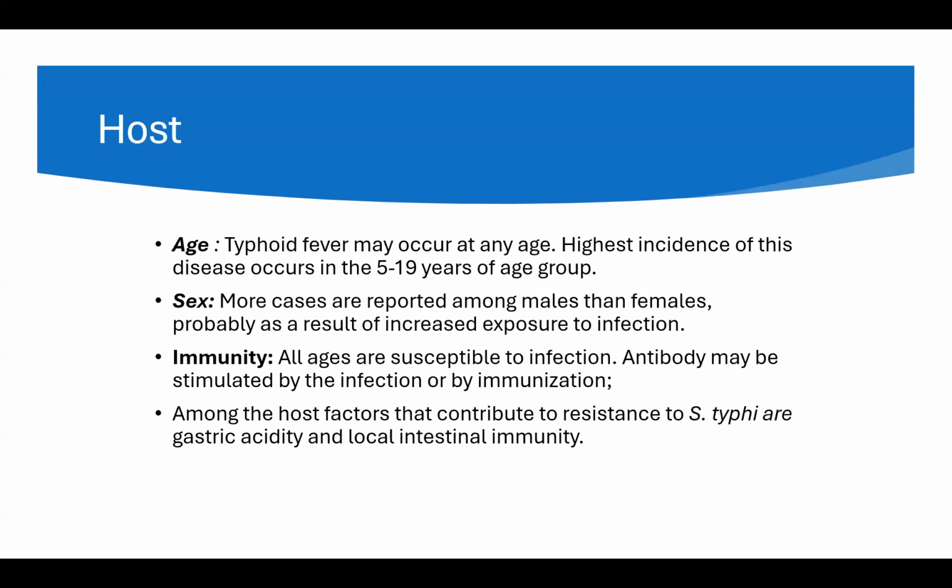Now we come to the host factors, which include age. Typhoid may occur at any age. The highest incidence of this disease occurs in the 5 to 19 years age group. It is reportedly more common among males than females, probably as a result of increased exposure to infection. According to immunity, all ages are susceptible to infection. Antibodies may be stimulated by the infection or by immunization. Among the host factors that contribute to resistance to Salmonella Typhi are gastric acidity and local intestinal immunity.